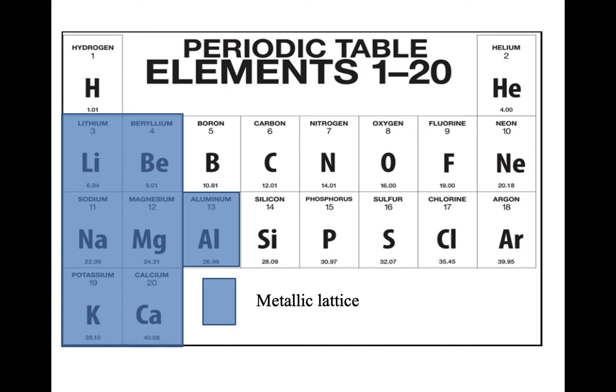You are going to find lithium, sodium, potassium, beryllium, magnesium, calcium, and aluminium on your periodic table, and you are going to pick a colour and shade these in. Somewhere on your periodic table you're going to add a key, and you are going to indicate that these elements shaded in that particular colour are metallic lattices.